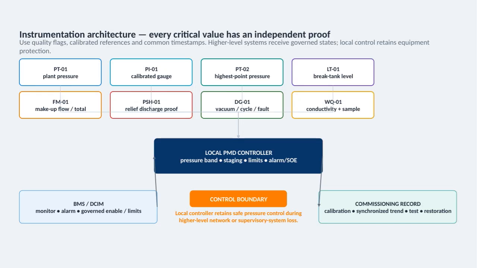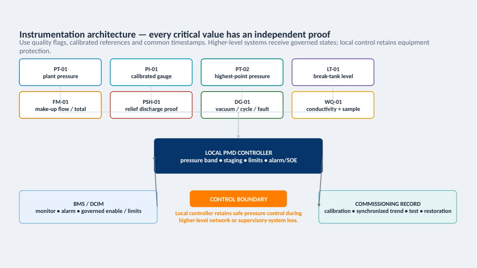Here, we have an instrumentation architecture designed to ensure every critical value has an independent proof. This means each vital measurement is verified separately to guarantee accuracy and reliability. We use quality flags, calibrated references, and common timestamps to maintain data integrity. Higher-level systems receive governed states to oversee overall operations, while local control focuses on equipment protection.